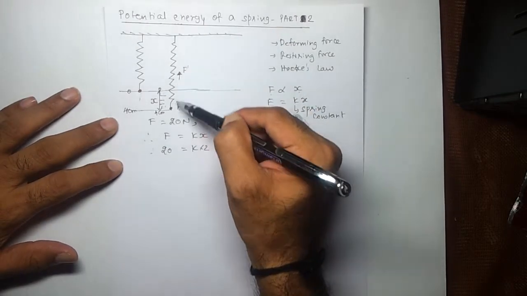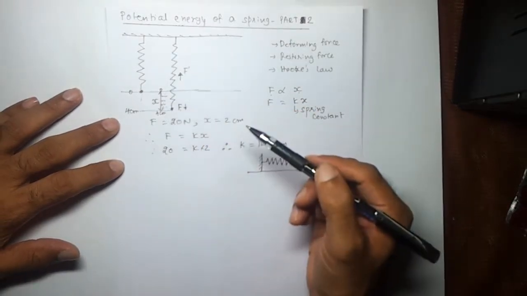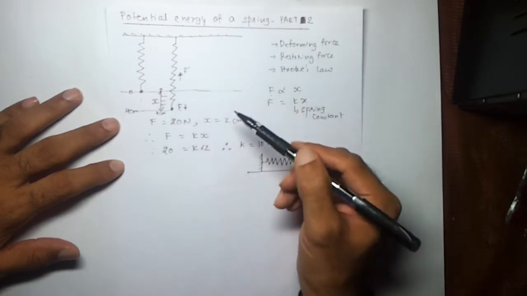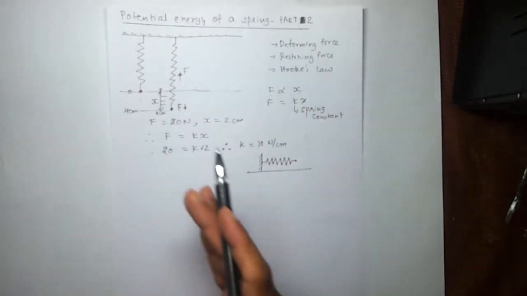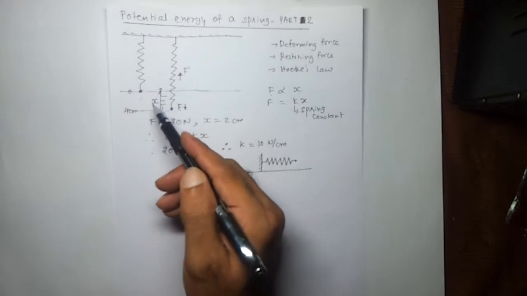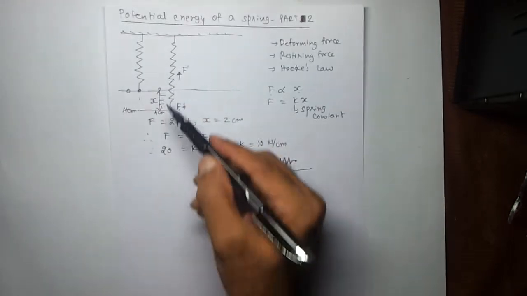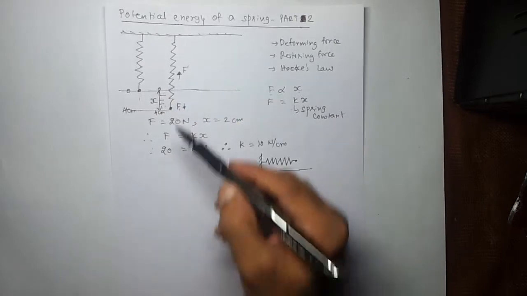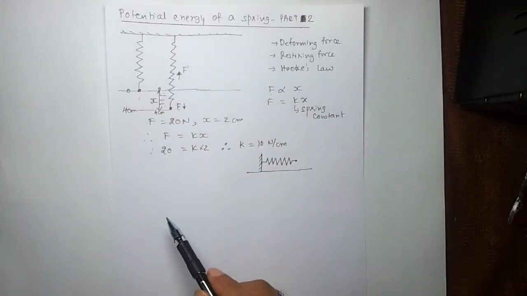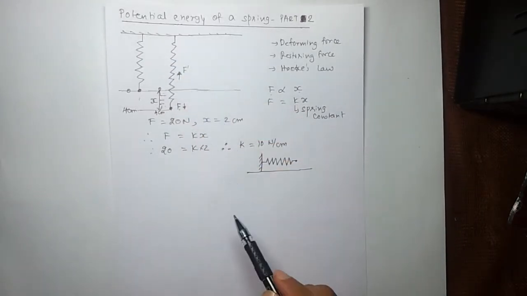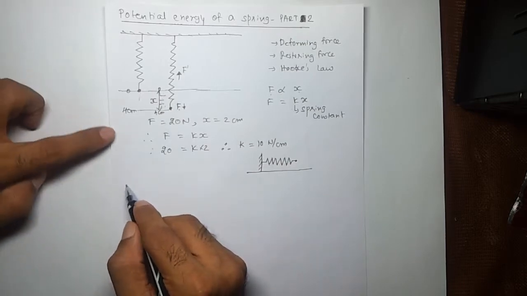When you apply a force on the spring and it gets elongated, that means we've done work on the spring, right? Because work is force into displacement. So since we have applied a force and there is a displacement, we can say we have done work on the spring. And this work done on the spring is stored in the spring in the form of elastic potential energy. So what is the potential energy stored in the spring?